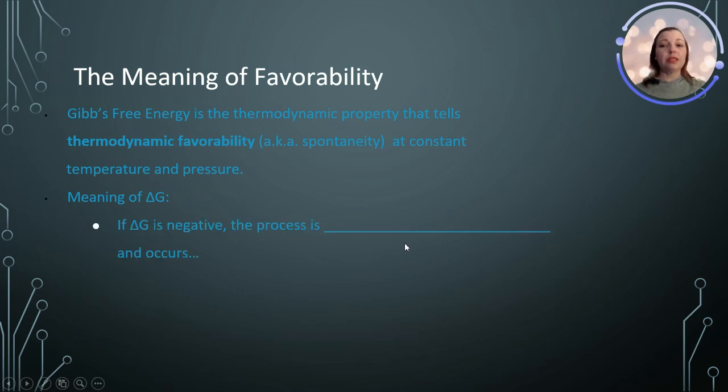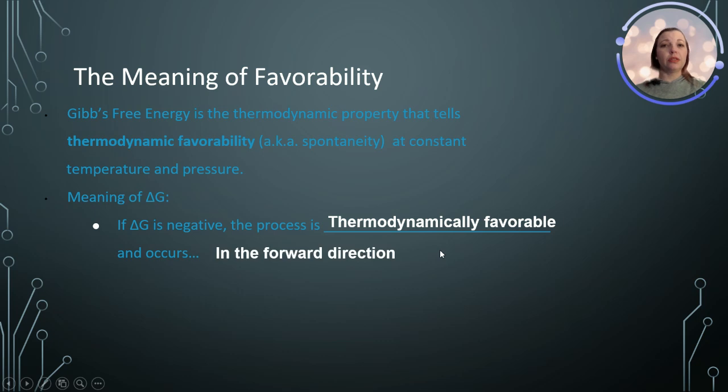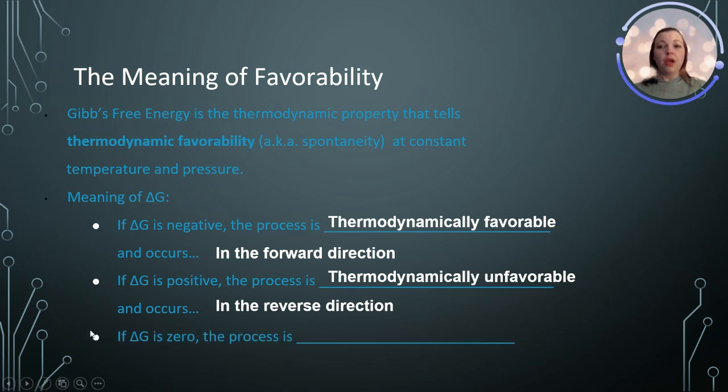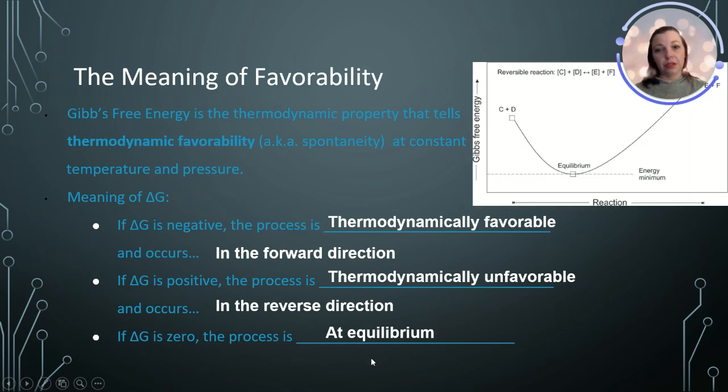So if delta G is negative, the process is thermodynamically favorable and occurs in the forward direction as written. If delta G is positive, the process is thermodynamically unfavorable and occurs in the reverse direction if that is possible given the quantities. If delta G is 0, the process is at equilibrium.